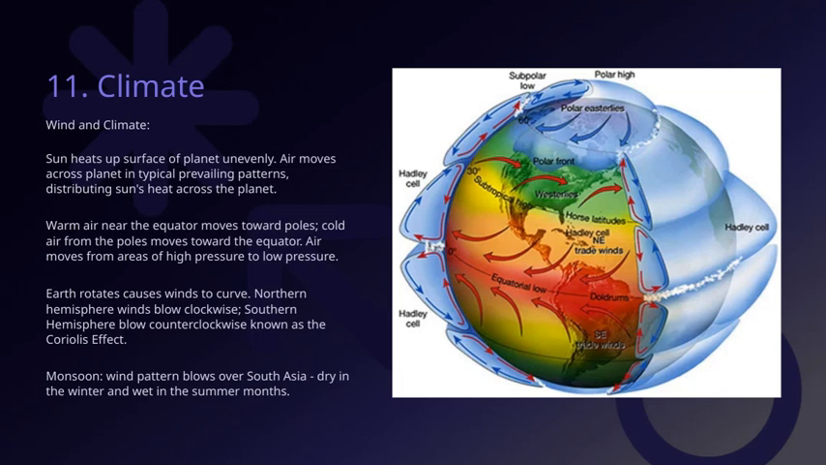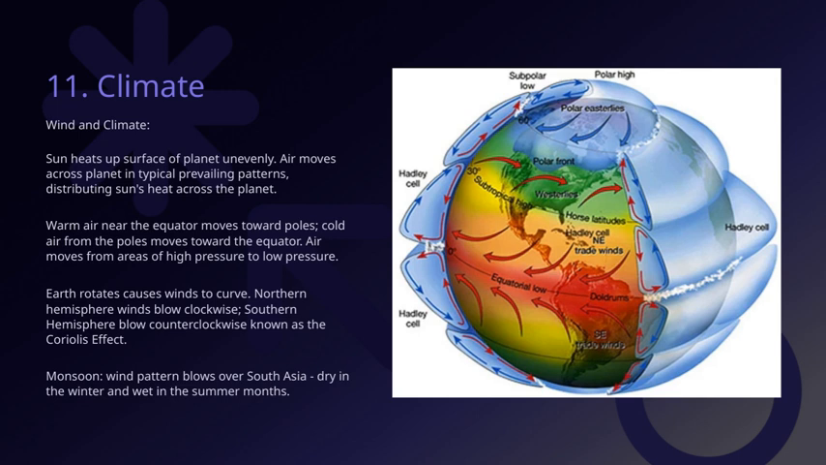Let's talk about monsoons first. These are wind patterns that blow over South Asia, bringing dry conditions in the winter and heavy rains during the summer months. It's a powerful example of how seasonal winds can shape a region's climate. Now, have you ever wondered why these winds change direction? Well, the Earth's rotation plays a big role here.